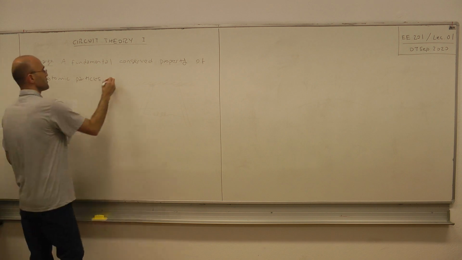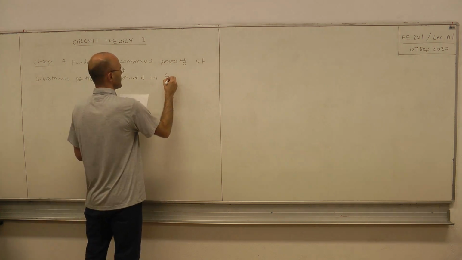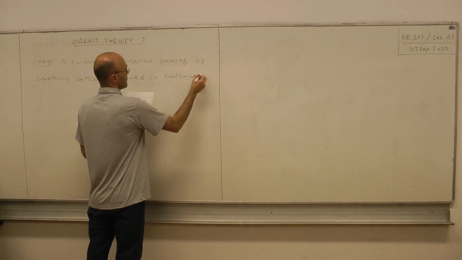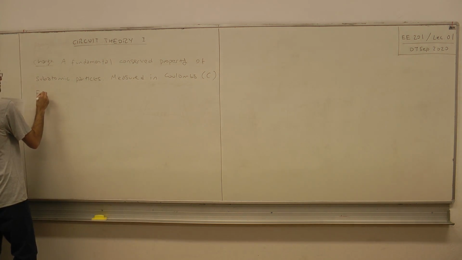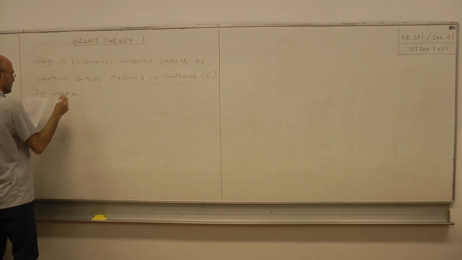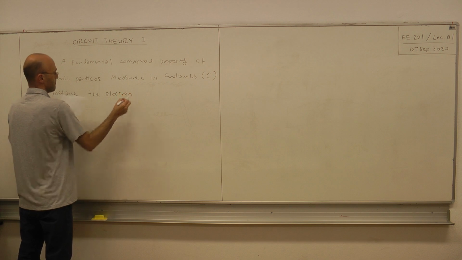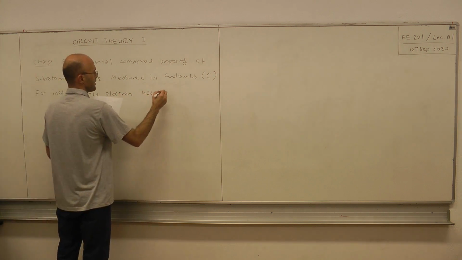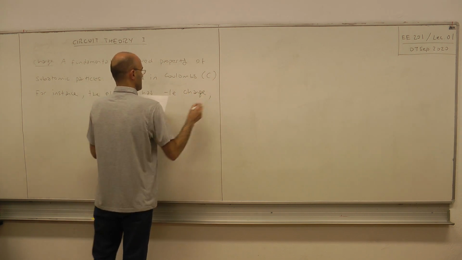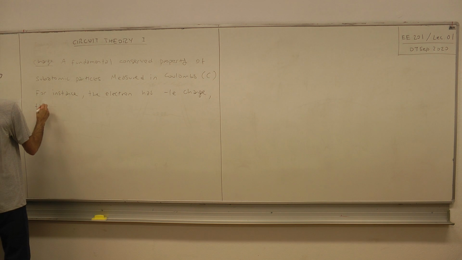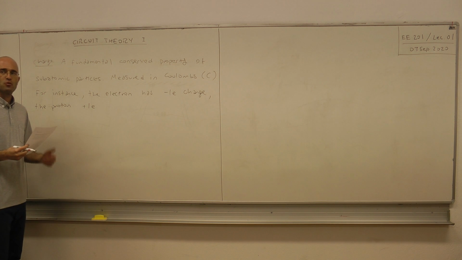Okay, it's measured in coulombs. For instance, the electron has -1 E charge. The proton has a charge of +1 E.